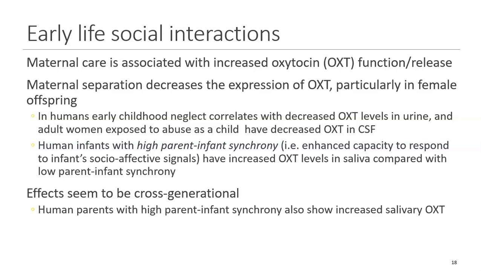And this effect does seem to be cross-generational. So human parents with high parent-infant synchrony also show increased salivary oxytocin. So again, if you had this when you were a baby, you had high infant-parent synchrony, then when you become a parent, it's most likely that you and your infant will also have high synchrony.